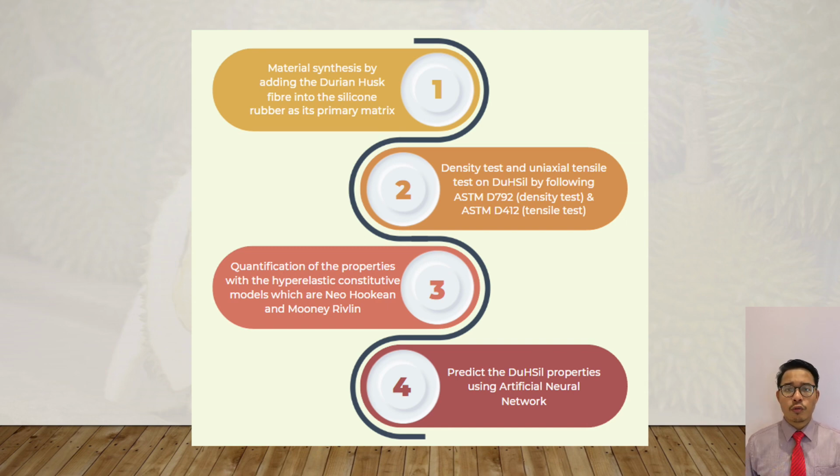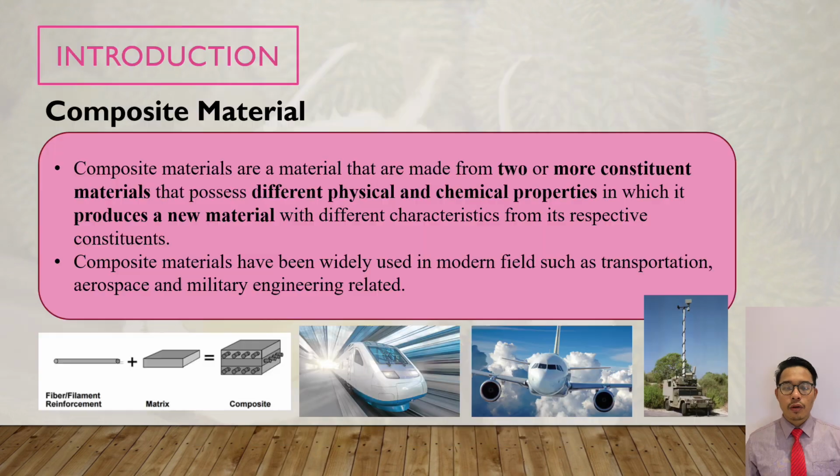The third stage will be the quantification of the properties with the hyperelastic constitutive models, which are Neo-Hookean and Mooney-Rivlin. And the final stage of the study will be the prediction of the durian husk silicone biocomposite using artificial neural network (ANN). Composite materials are materials that are made from 2 or more constituent materials that possess different chemical and physical properties, in which it produces a new material with different properties from its respective constituents.